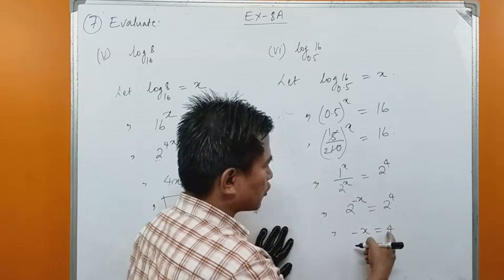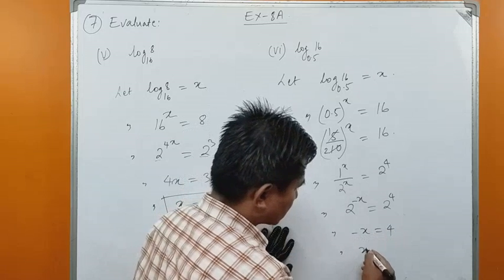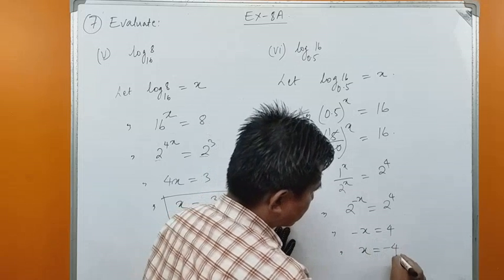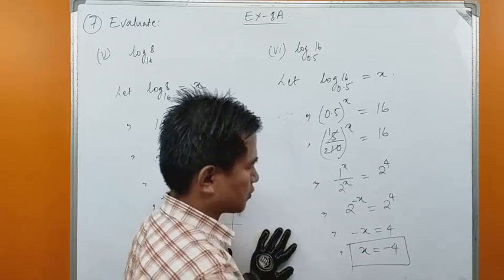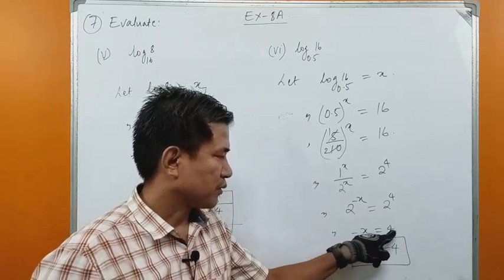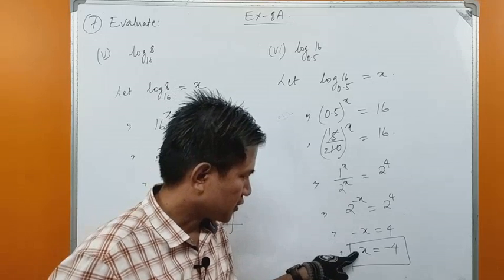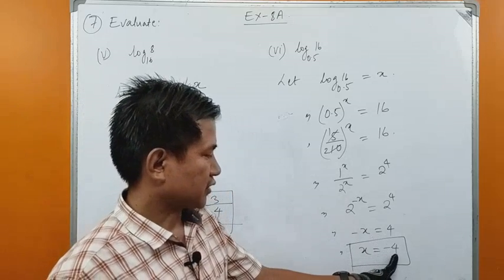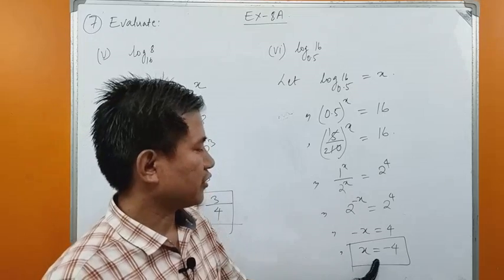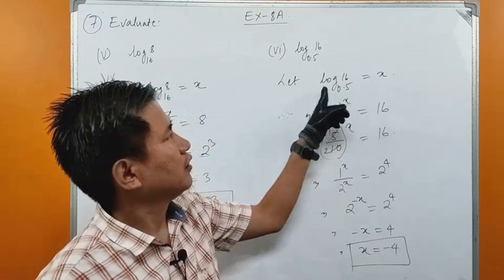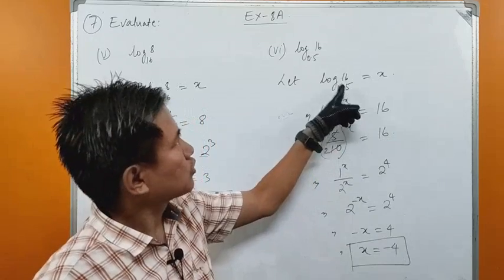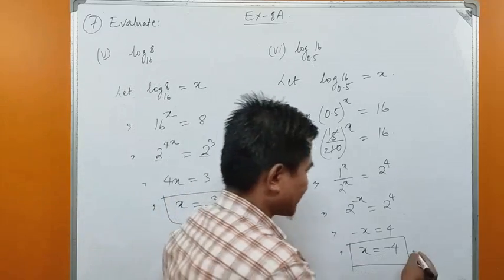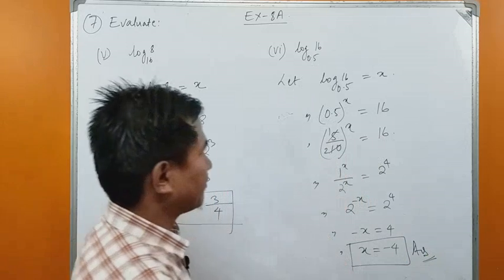Now let us multiply both sides by minus sign, or x equals to minus into minus plus x, minus into plus 4, minus 4. Okay, the value of x is minus 4. I am multiplying both sides by minus. So we got the value of x to be minus 4. The value of x is minus 4, and x is what? Log 16 to the base 0.5. So the value of log 16 to the base 0.5 is minus 4. Okay, so this is the answer. Minus 4 is the answer.